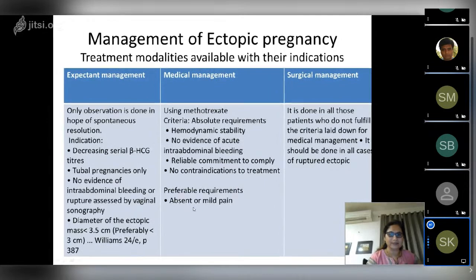Preferable requirements is absent or mild pain in the patient. Now, surgical management is done in all those patients who do not fulfill the criteria laid down by the medical management, and it should be done in all cases of ruptured ectopic. So these are the 3 important modalities.